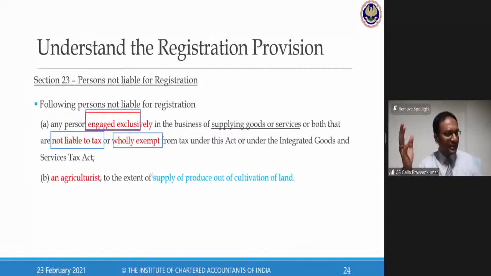Sir, I have my father-in-law, I have my cousin brother who is doing this activity of sale of petrol and diesel. He is having a turnover of 200 lakhs. For the purpose of GST registration, other than special category states, it is either not liable to tax or it is wholly exempt. No need to get registered.